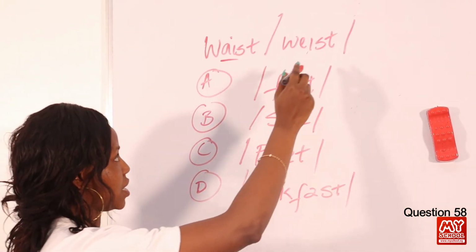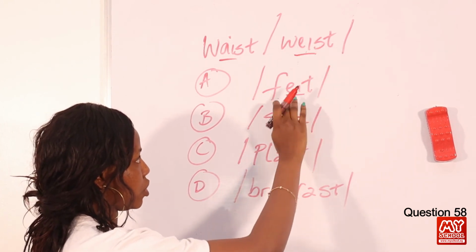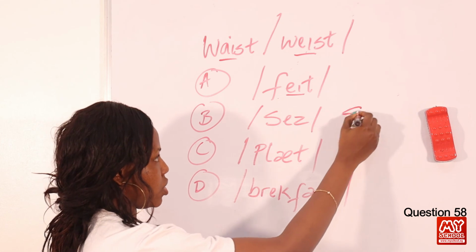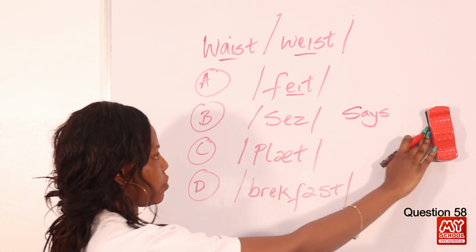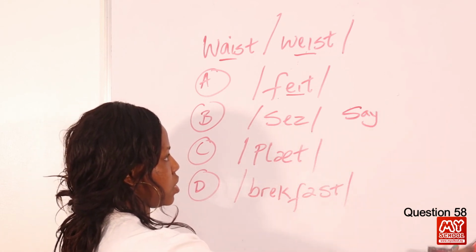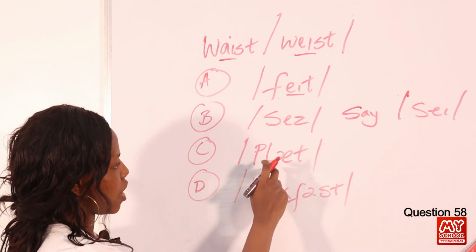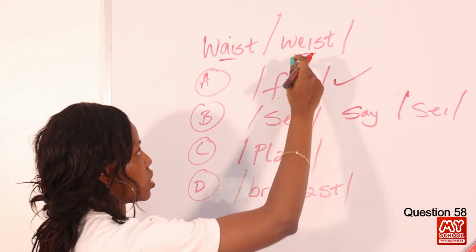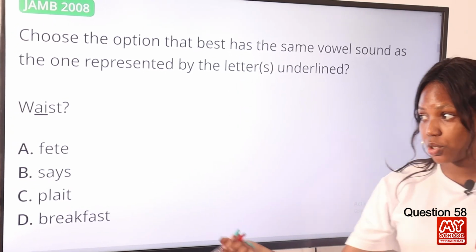So we can see A and I is articulated as A, which is a diphthong, and we also have the same diphthong here, A. What we have here is that is says. Okay, so this is the word. It is pronounced as says, but if we have it without the S, it is articulated as say. So that's the difference. Okay, so we have the R sound plat, and here we have breakfast. So this is the same with what we have in the question. Now let's go back to the screen. From the transcription on the board, we can conclude that the answer to this question is option A, fate.